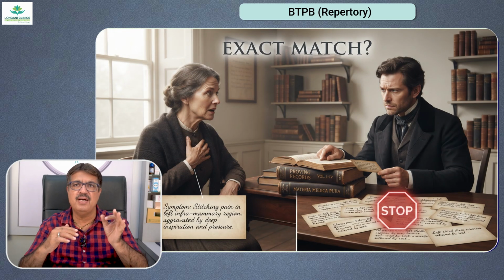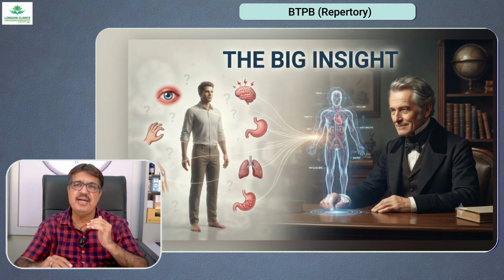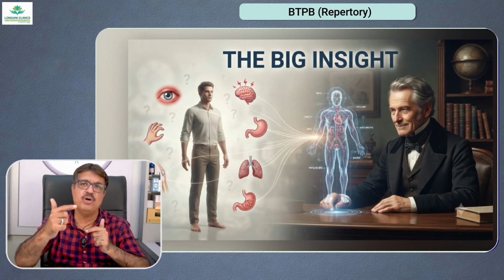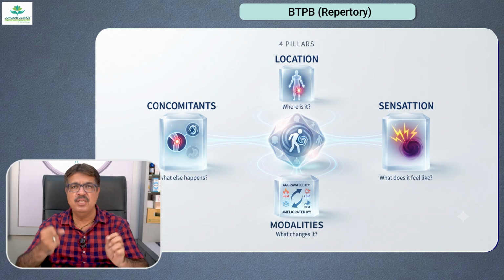If a patient had a highly specific symptom that wasn't recorded exactly that way in the provings, doctors were completely stuck. Boenninghausen's absolute stroke of genius was looking at this chaotic maze and realizing that a symptom doesn't just exist in a vacuum or in one isolated body part. He broke every complete symptom down into four foundational pillars: location, sensation, modalities, and concomitant.